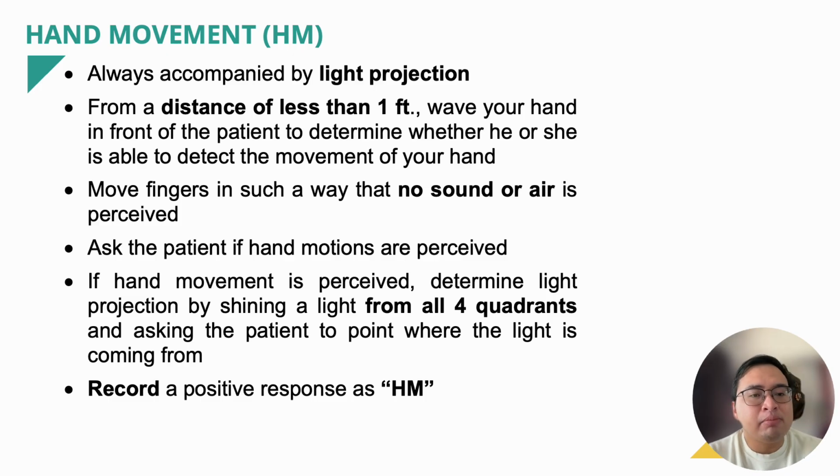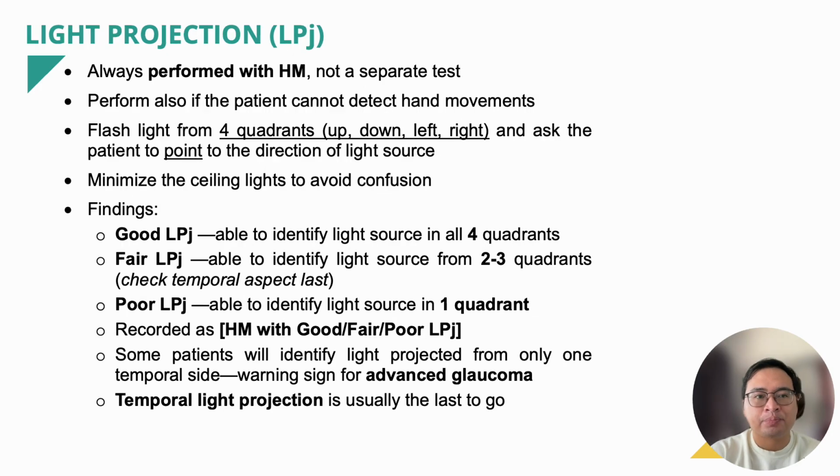Okay, next, if hand movement is perceived, then you determine light projection by shining a light from all 4 quadrants. So ito, nakita niyo po ba yung ilaw? Okay, so if hand movement is positive, then you just record the response as HM. Next, how do we do light projection? In light projection, you have 4 quadrants, and you simply ask the patient to point to the direction of the light source. Ito, nakikita niyo po ba yung ilaw? Pakituro nga po kung saan.